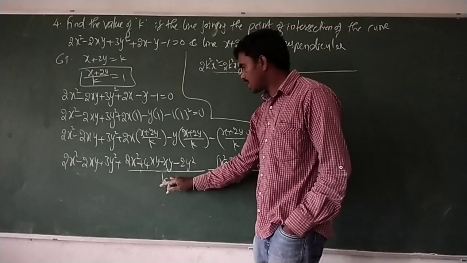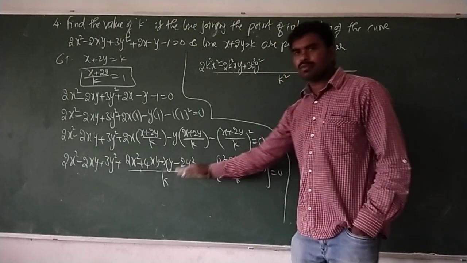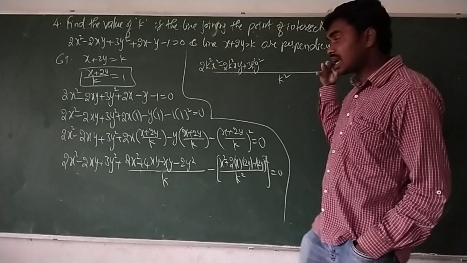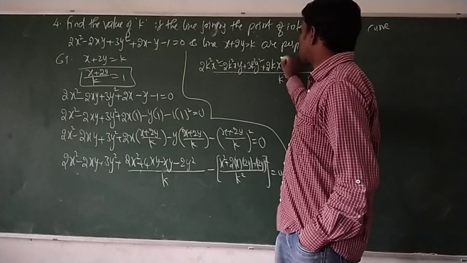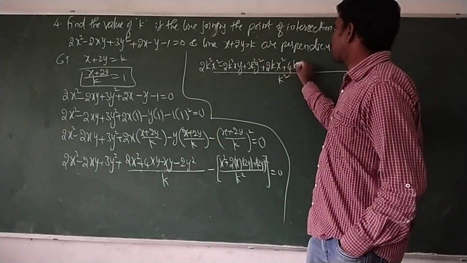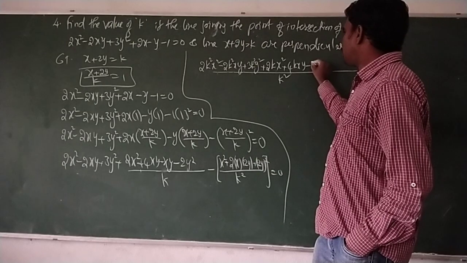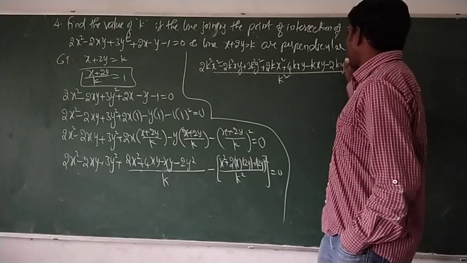For here, k is already there, so k square is the LCM. In k square, k times it goes. So k into 2x square means 2k x square. That k into 4xy, 4k xy. Next minus k xy. Next minus 2k y square.